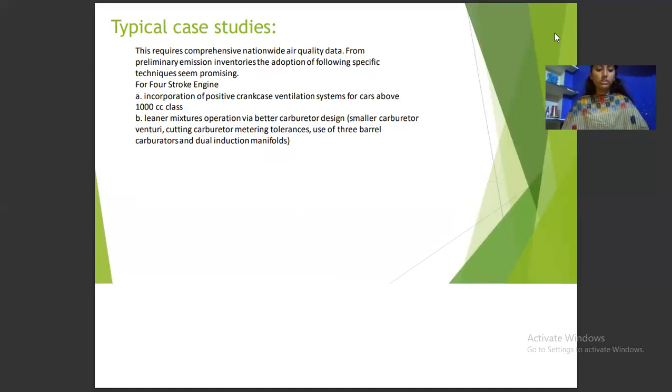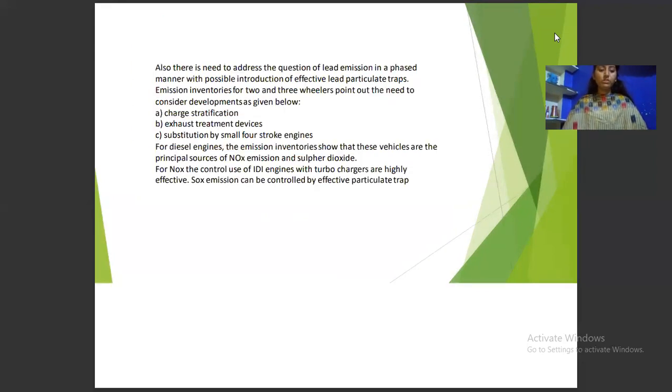Critical case studies. This requires comprehensive nationwide air quality data from preliminary emission inventories. The adoption of the following specific techniques seems promising. For four-stroke engines, there is also a need to address the question of lead emission in a phased manner, with possible induction of effective lead particulate traps. Emission inventories for two and three wheeler vehicles point out the need to consider developments as given below.